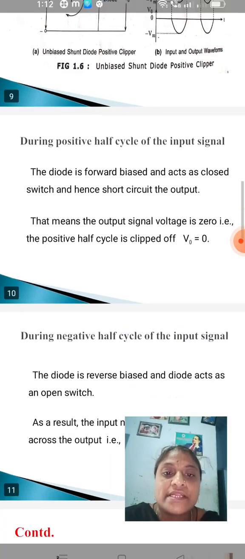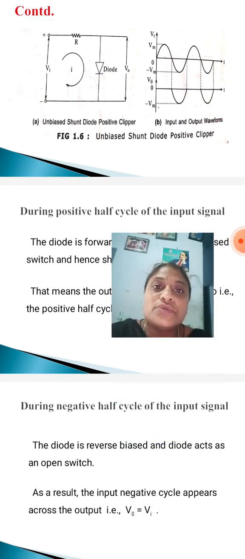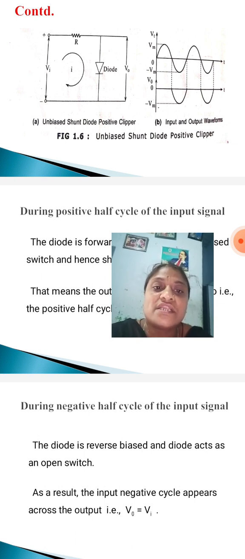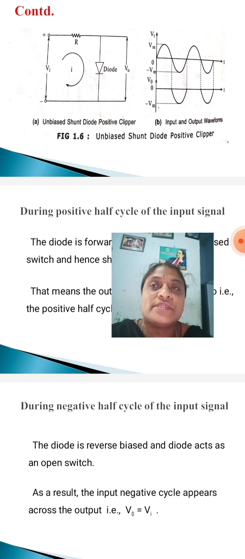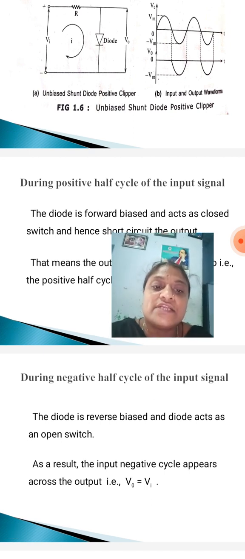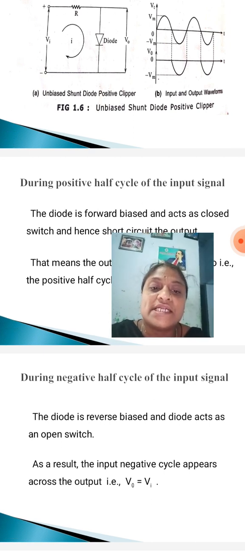Next, during the negative half cycle of the input signal, the diode is reverse biased. Diode reverse bias means it acts as an open switch. Open switch means no current flows through the diode and there is no voltage drop. As a result, the input negative cycle appears across the output. That is, the output voltage V0 is equal to the input voltage.